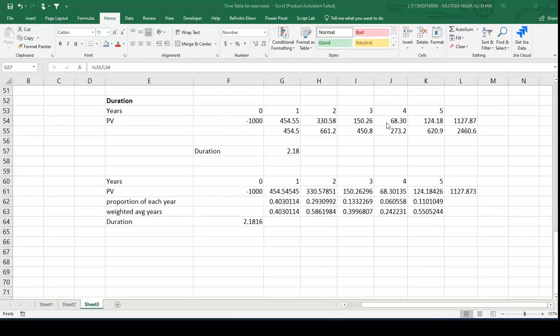Yes, locking cell will be available in the exam.